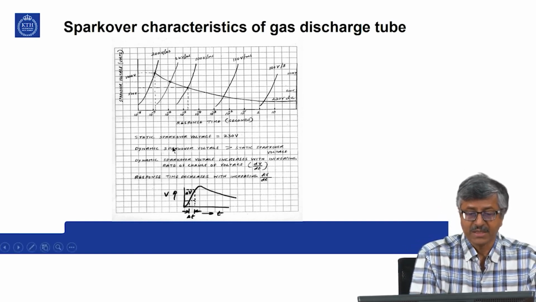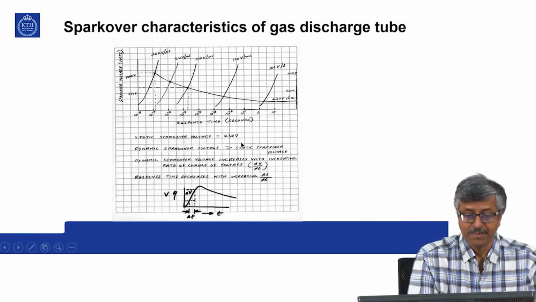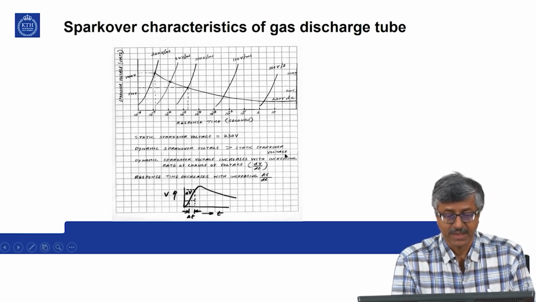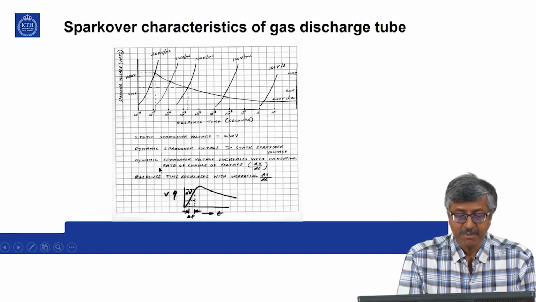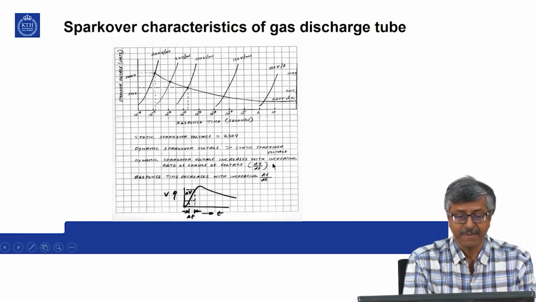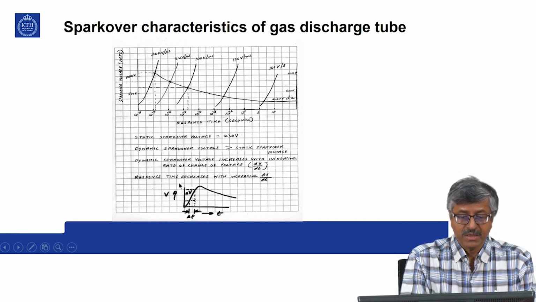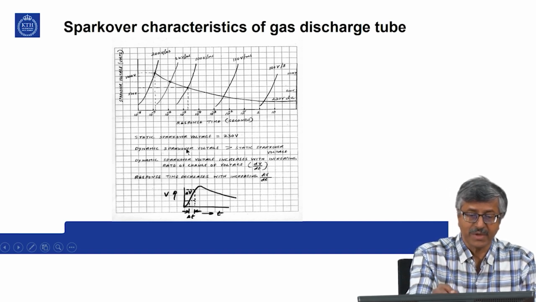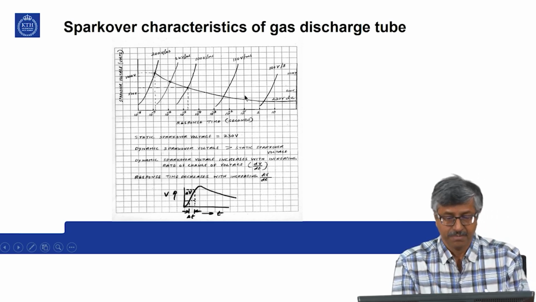So, static spark over voltage is 230 volt and dynamic spark over voltage is greater than static spark over voltage. Dynamic spark over voltage increases with increasing rate of change of voltage, that is dV by dt. The response time decreases with increasing dV by dt. So, these are the inferences you can get from this picture.